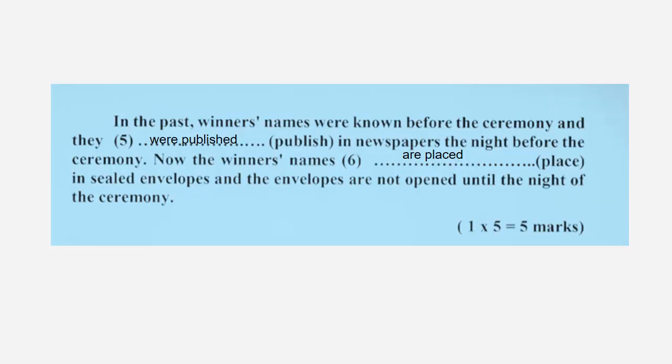In the past, winners' names were known before the ceremony and they were published in newspapers the night before the ceremony. Now the winners' names are placed in sealed envelopes and the envelopes are not opened until the night of the ceremony. Okay, my dear students, hope you all understood the passive form: be verb plus past participle. You can surely score 5 out of 5 marks for this type of questions. So do practice this type of questions continuously. Let's move to the next question now.